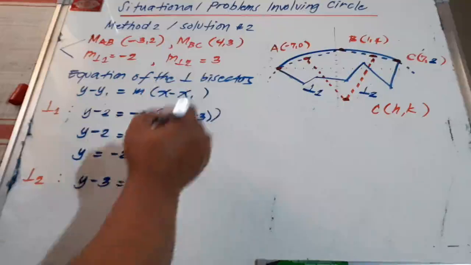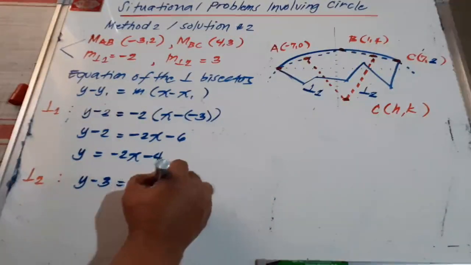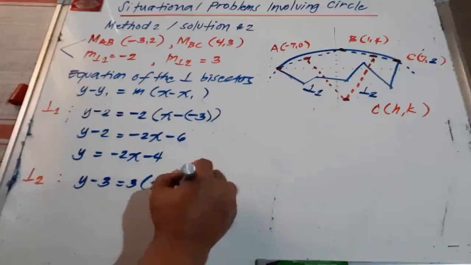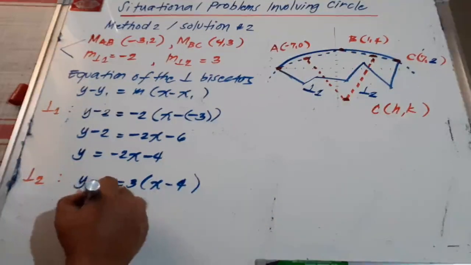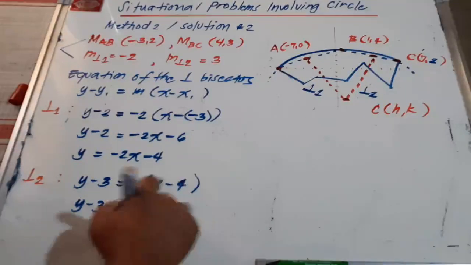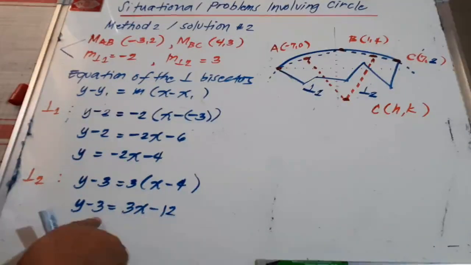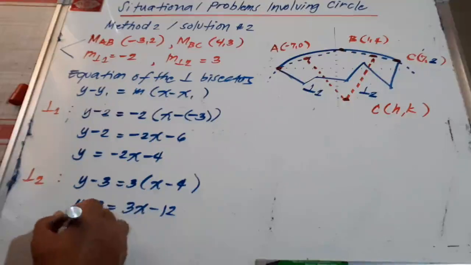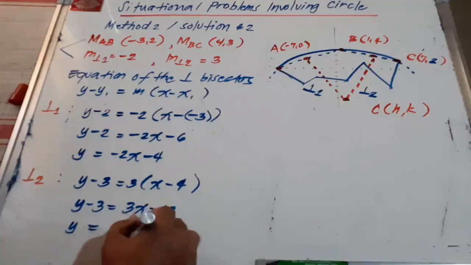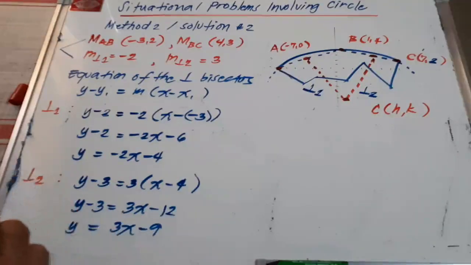Slope is 3. X minus x1, or x minus 4. Then, expand y minus 3, we have 3x minus 12. Then, transpose, this will become positive. It will be subtracted to negative 12. So, y equals 3x minus 9. So, we have now two equations of the perpendicular bisector.